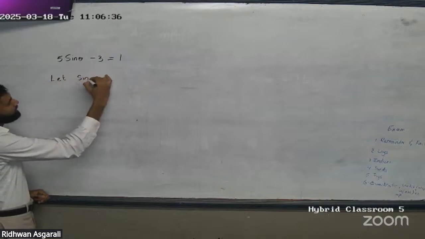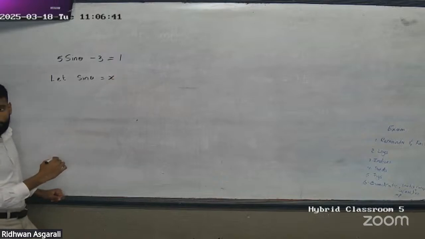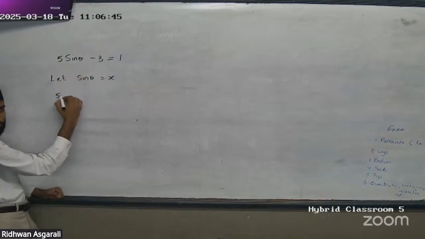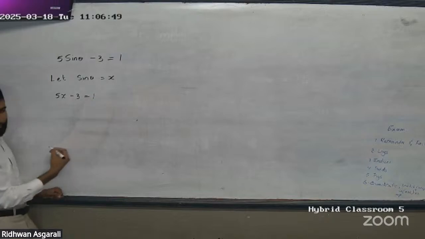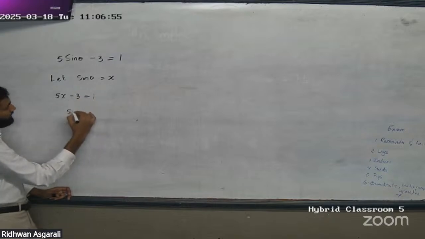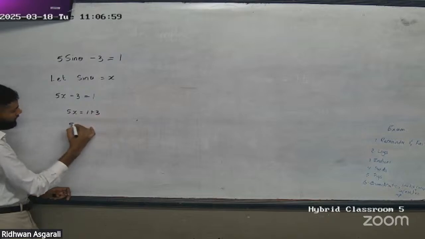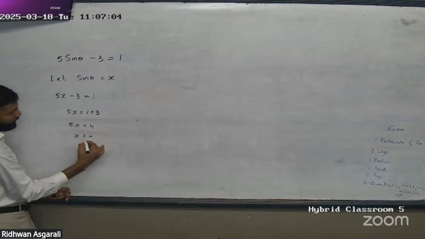Sine theta equal to x. So if we let sine theta equal x, that means we replace sine theta with x, and find a value for x, right? So we're going to find a value for x here. I'm moving the 3 across, so we get 5x equal to 1 plus 3. 5x equal to 4. x is 4 on 5.